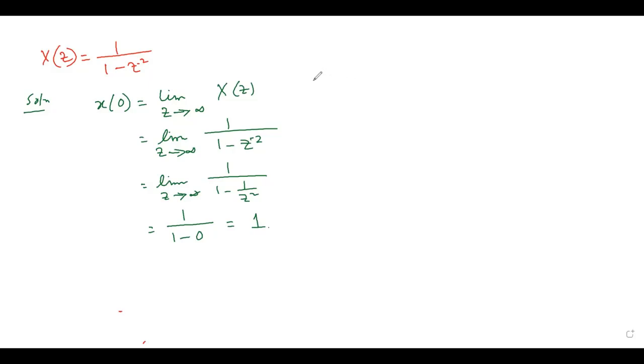The final value x(infinity) is equal to limit z tends to 1 of (z minus 1) by z into X(z). This is the formula of the final value theorem. Please memorize it, because in the exam you will not get enough time to derive this formula. You can easily derive it, but please memorize.